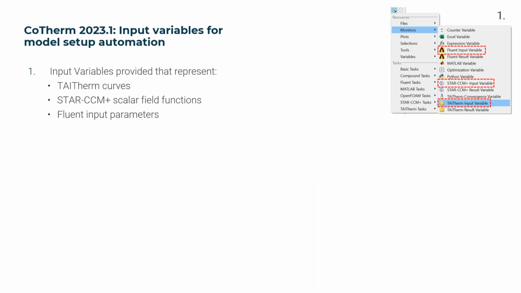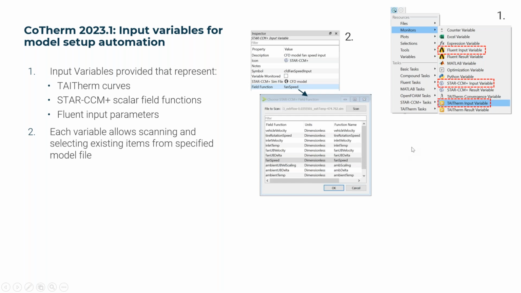To support that, in the spring release that's just coming out this week, CoTherm has some new input variables for model setup automation that relate specifically to Fluent, StarCCM Plus, or TiTherm models. So in the add menu, you'll see these 3 new input variable entries in this release. Each of those variables allows you to associate it with a model and then scan for the type of value that can be assigned. And they correspond to curves for TiTherm models, or field functions in a StarCCM Plus model, or an input parameter in a Fluent model.